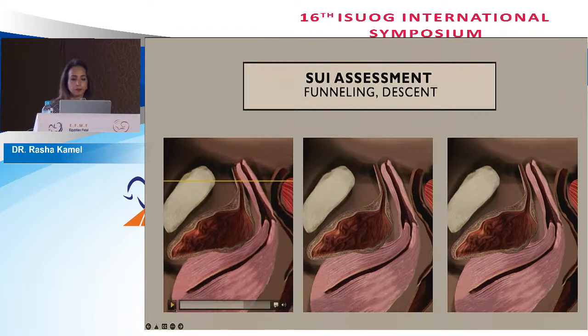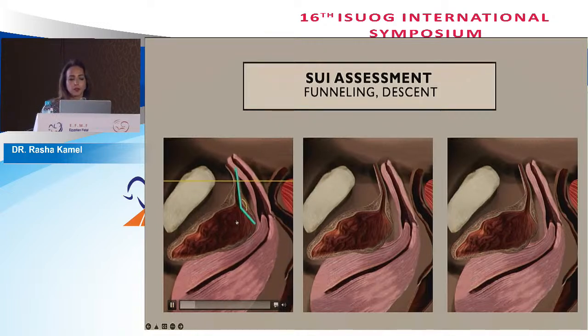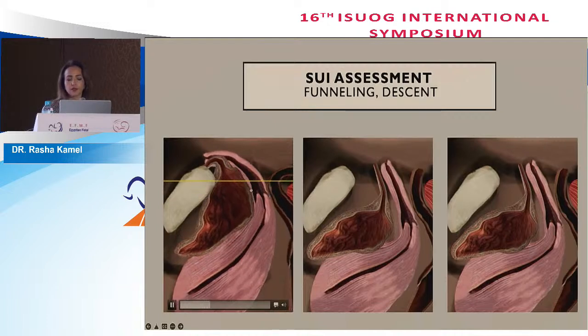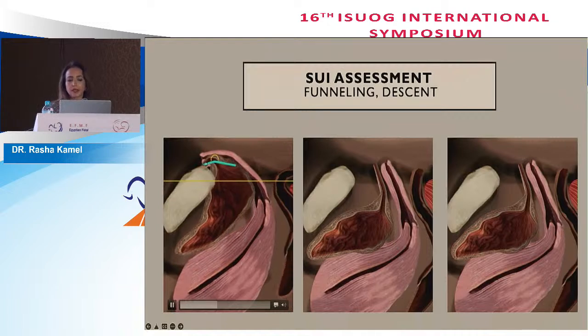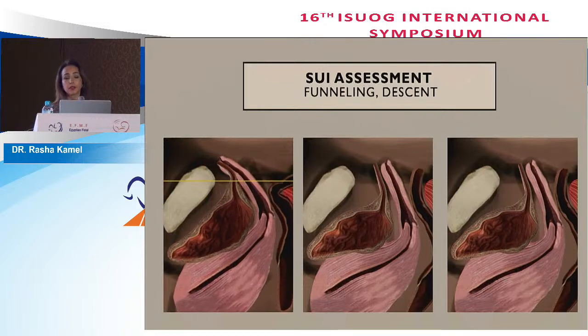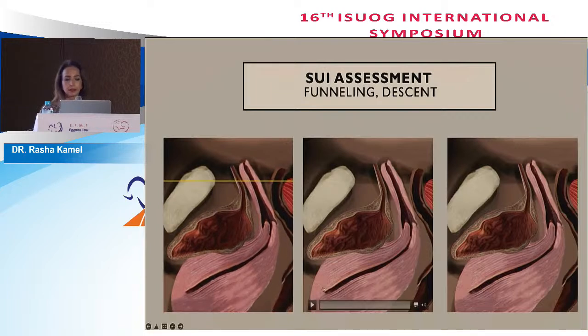I'm going to play this again. This is the retrovesical angle, and when we ask the woman to push down, you can see here the angle. Actually, the urethra gets pushed outward, and the angle is obliterated and turns from an acute angle to an obtuse angle. Normally, this angle is between 90 to 120 degrees, of course, with individual variation. With stress urinary incontinence, when we measure the retrovesical angle, it can go up to 160 degrees.